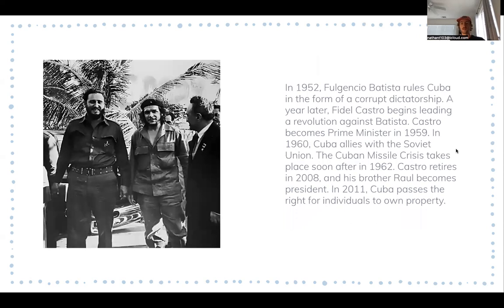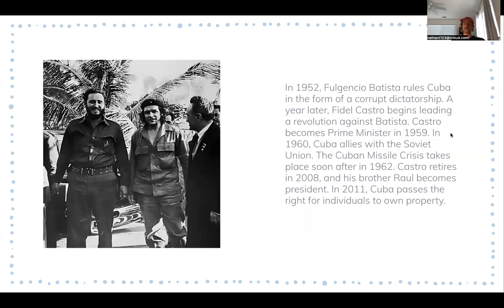In 1952, Fulgencio Batista rules Cuba in the form of a corrupt dictatorship. A year later, Fidel Castro begins leading a revolution against Batista. Castro becomes prime minister in 1959 with the help of Che Guevara. Che Guevara is on the right in that picture, and Fidel Castro is on the left.